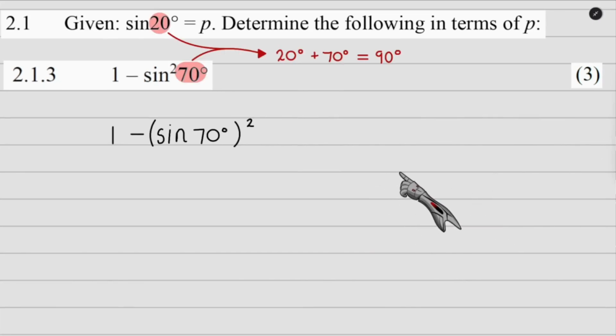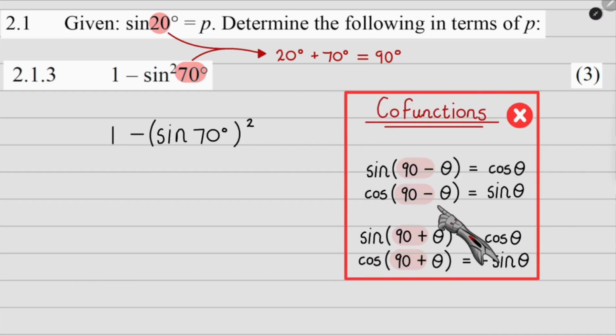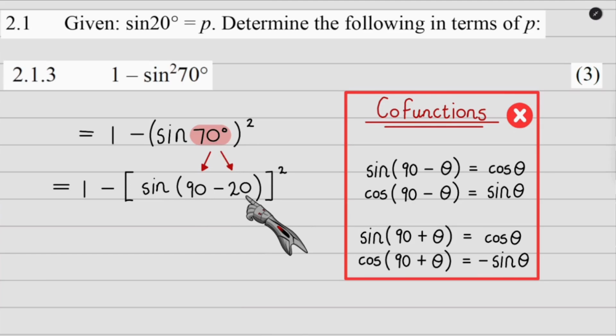And what that triggers in my brain is to think of cofunctions. So your cofunctions are the 90 minuses and 90 pluses. So what I'm going to do with the 70 is break it up into 90 minus 20 so that I can use a cofunction. And after I break that 70 up into 90 minus 20, I'm going to look for the cofunction with sine of 90 minus theta. It's just going to change to cos of theta.